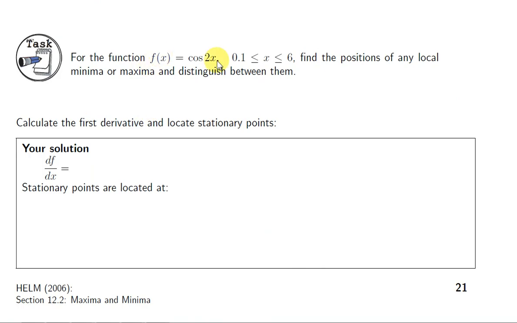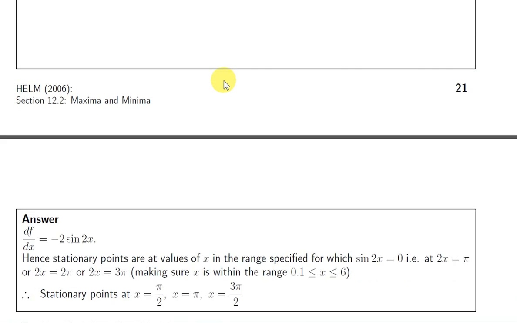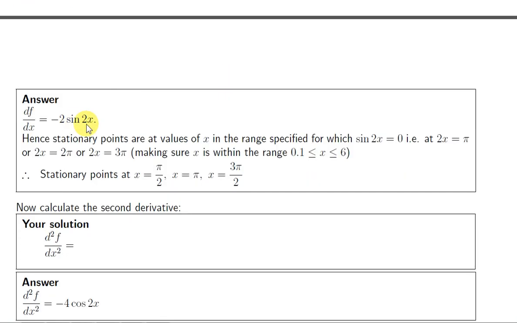Next we have the function cos of 2x defined over the interval between 0.1 and 6. To get stationary points we must differentiate this function. So the derivative of the cos function is minus sine, and then we differentiate the angle to give us 2. So we get minus 2 sine 2x by the chain rule. So we set this equal to 0 because we want the first derivative to be 0, and we divide across by minus 2, so we just have to solve this equation here.